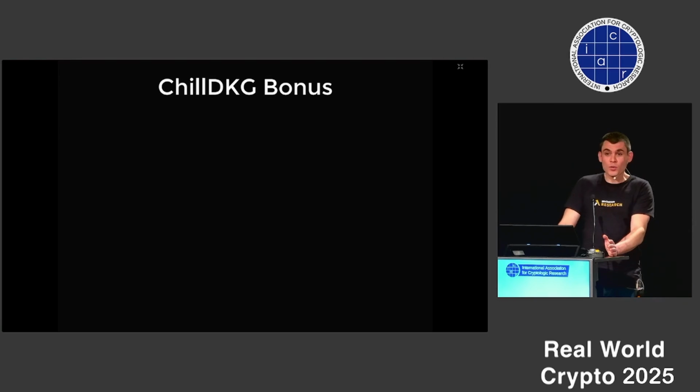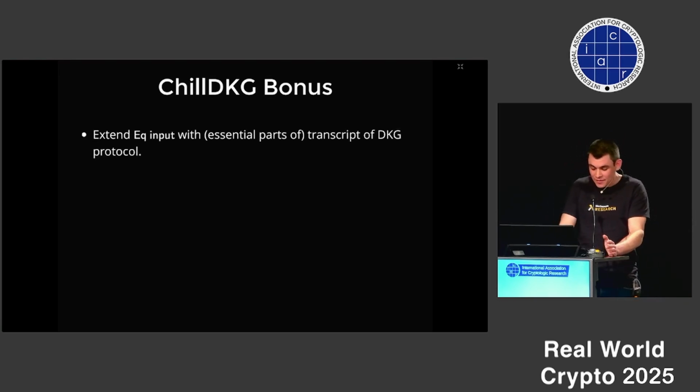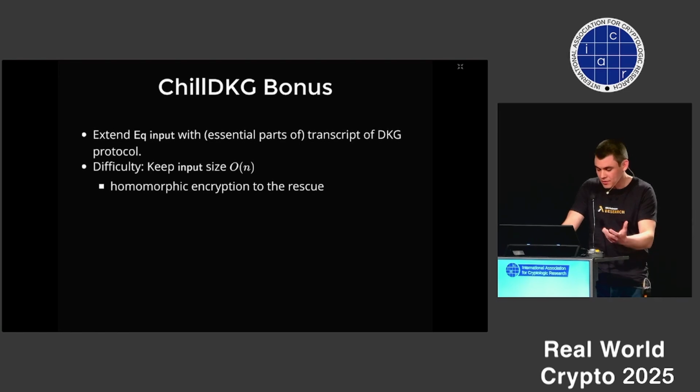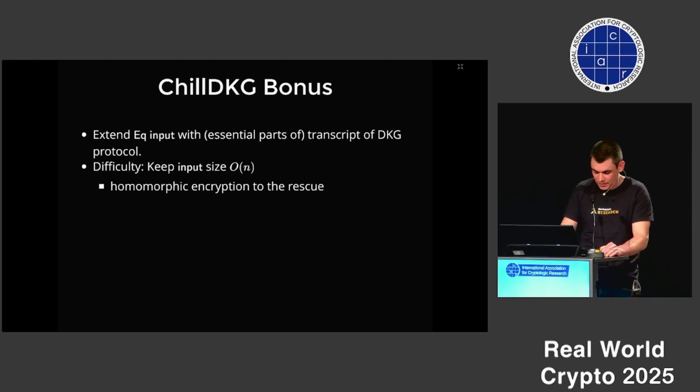ChillDKG comes with a bonus feature that makes it even more practical. We extend the input to the EQ protocol with essential parts of the transcript of the DKG protocol. And the difficulty here is to keep the size of the input in O of n. We solve that using homomorphic encryption and other aggregation techniques.